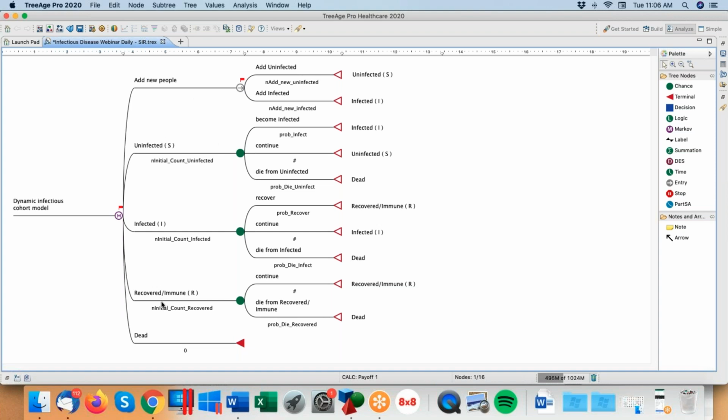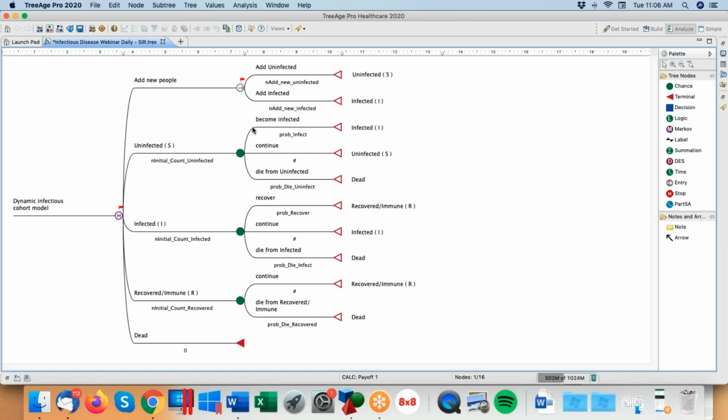Now, from these states, you have pathways. So an uninfected person could become infected, could continue in an uninfected state, or could die. It wouldn't be from the disease, it would be from something else, but they could die. And for infected, they could recover, continue, or die. And then the immune people are not going to get disease because they've had it, but they could die. And this comprises a standard Markov model within TreeAge Pro.